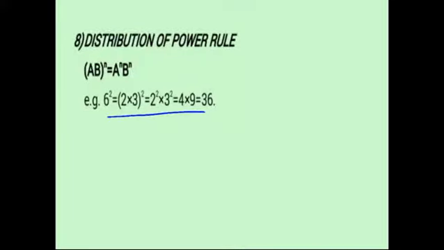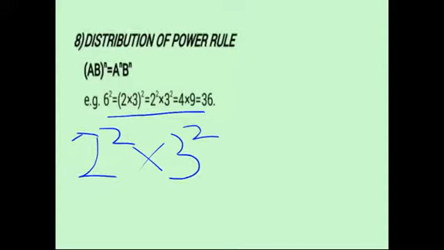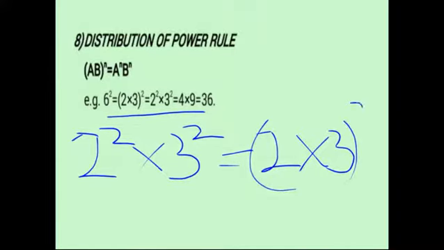If you say 2 raised to the power of 2 times 3 raised to the power of 2, it is equal to 2 times 3, all raised to the power of 2, which is this distribution of power rule, which says that ab raised to the power of n is equal to a raised to the power of n times b raised to the power of n. So you see how this rule applies.